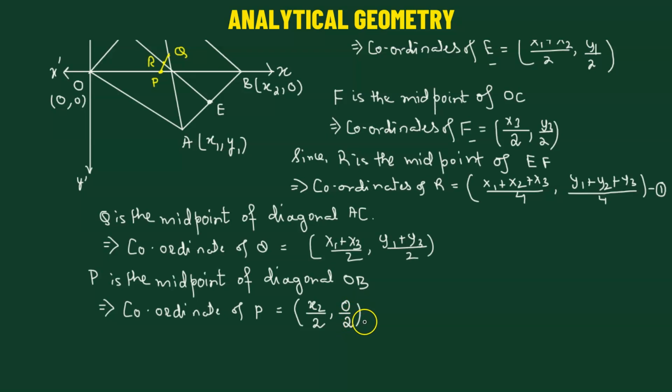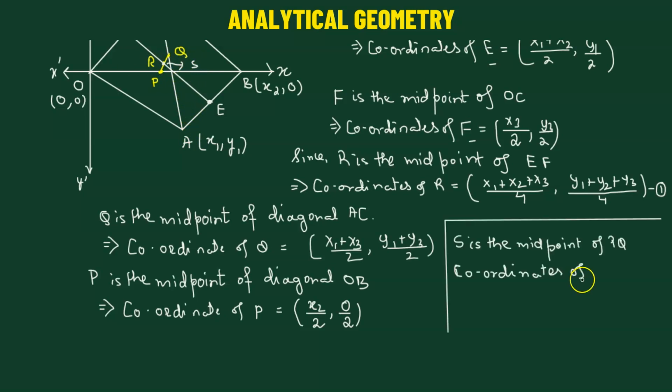Now that we have the coordinates of P as well as Q, we'll try to find the coordinates of the midpoint of P and Q. We haven't named this yet, so we're going to call it S. That's the midpoint of the line PQ. The coordinates of point S are going to be the sum of the x coordinates of P and Q, which is going to give us x1 plus x2 plus x3 divided by 4. And the sum of the y coordinates is going to be y1 plus y3 divided by 2.